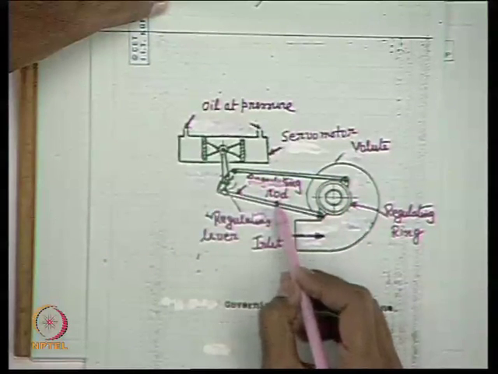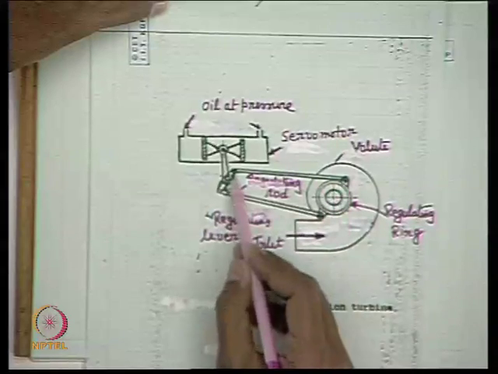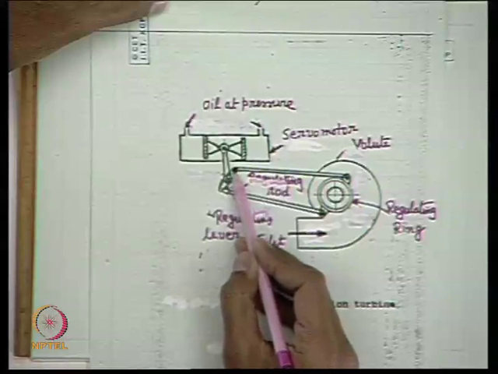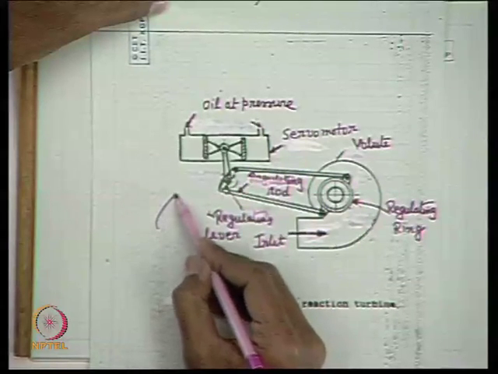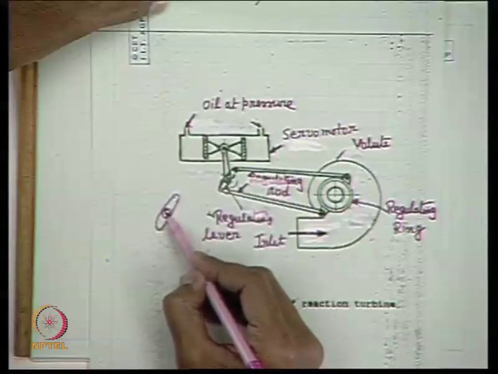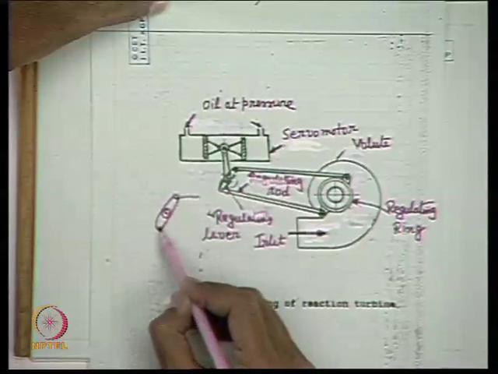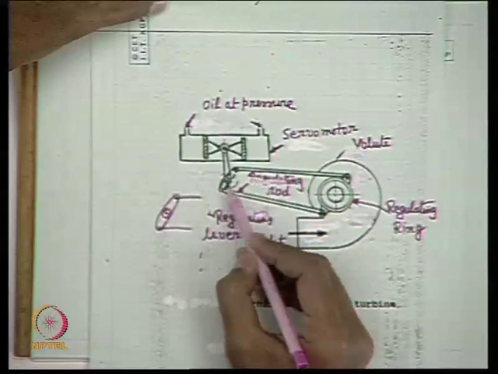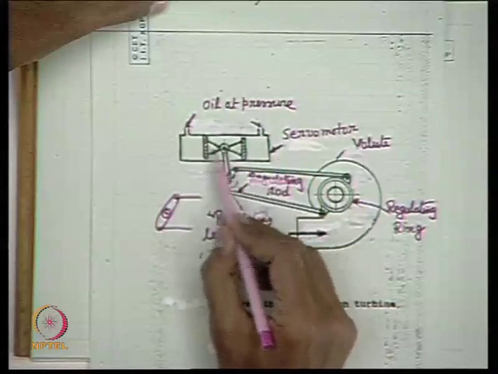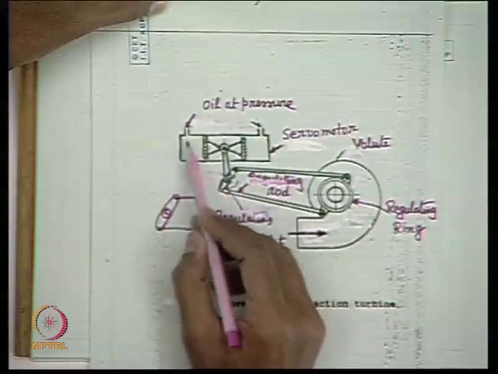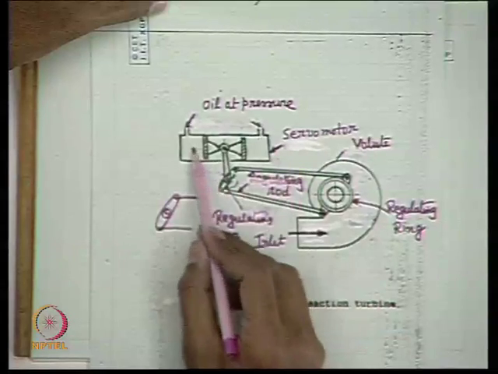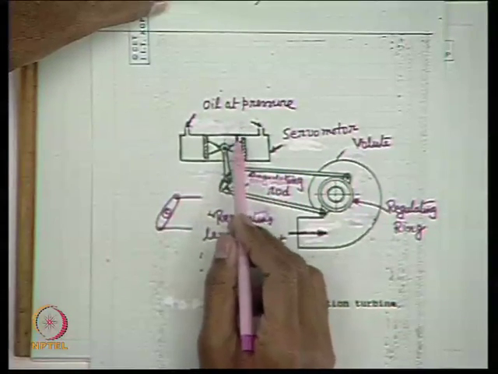These regulating rods are connected to the regulating ring at one end, and the other ends are connected to a regulating lever. This is a regulating lever which is keyed to a shaft. This is a typical arrangement, I show you again in case you cannot make it out. Here the regulating rods are going like this, and this is keyed to a shaft which is turned by a servo motor. This is the servo motor piston which is actuated by the pressurized oil.